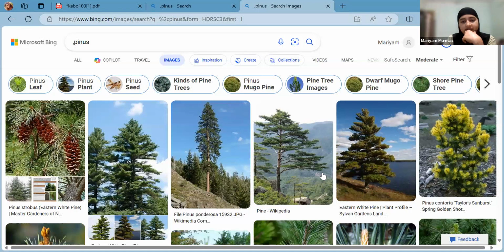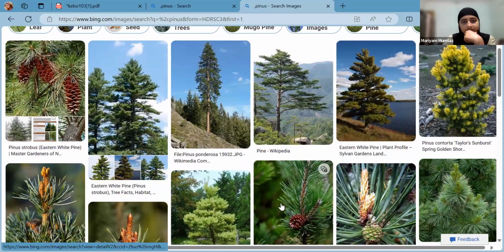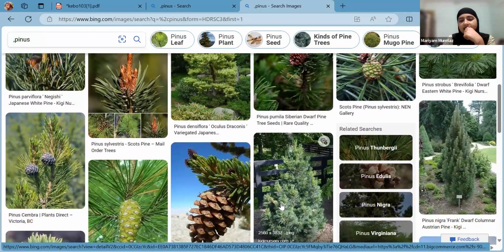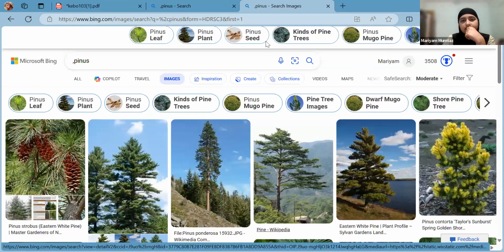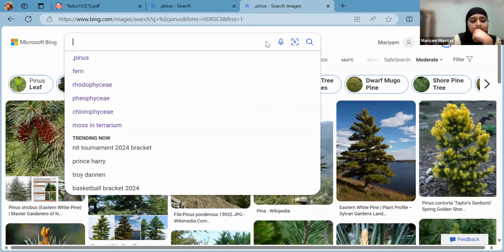This is the Pinus tree. If you have ever visited hilly areas, they are mostly seen there also. And what is another thing? Sequoia.